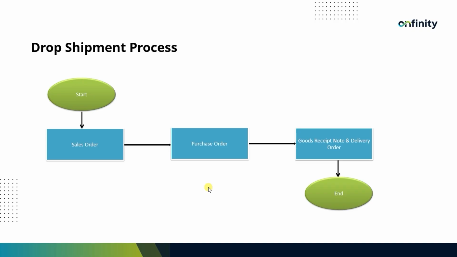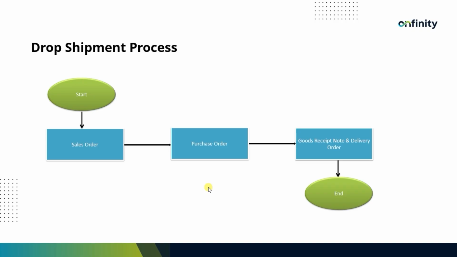Once the supplier dispatches the goods directly to the customer, Sonic Ventures records a goods receipt note, GRN, in the system. Even though the goods are not physically received in Sonic Ventures' warehouse, the GRN is recorded to acknowledge that the supplier has fulfilled the purchase and the customer has received the items. This step is crucial because it keeps the system updated and aligns financial and inventory records.